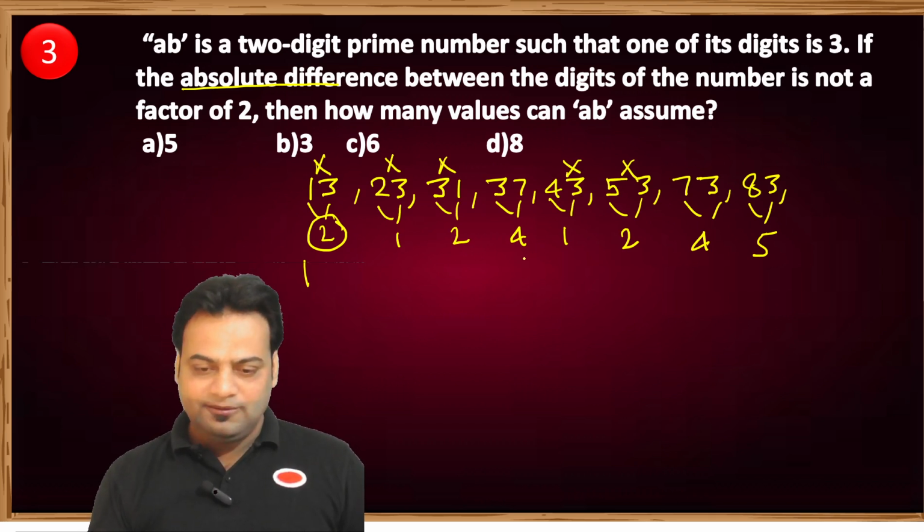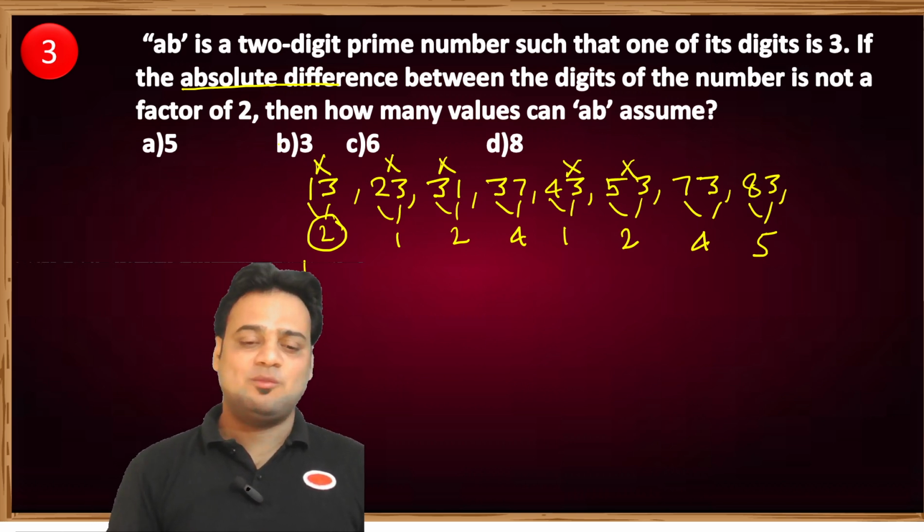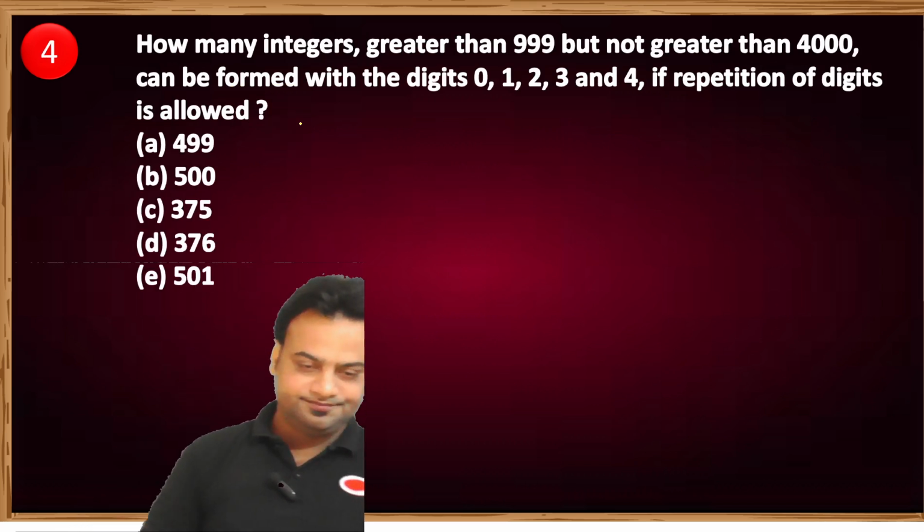That's only 37, 73 and 83. So how many such numbers can AB assume? It's 3 numbers. Option B is the correct answer. Let us move to the next question.